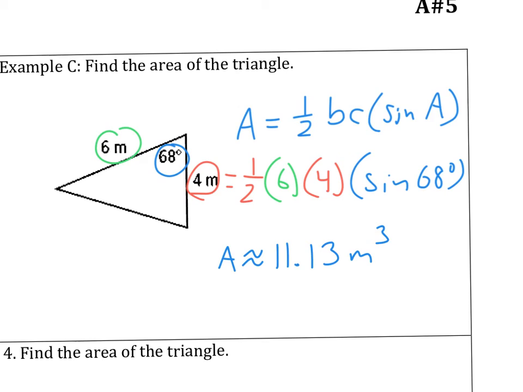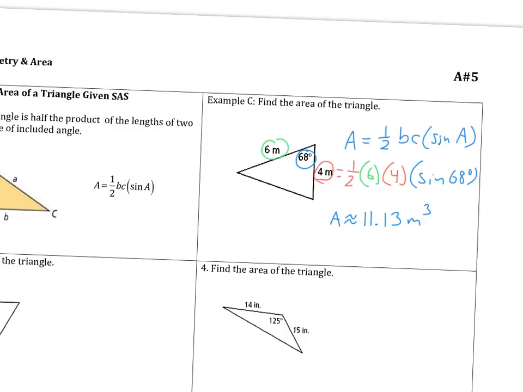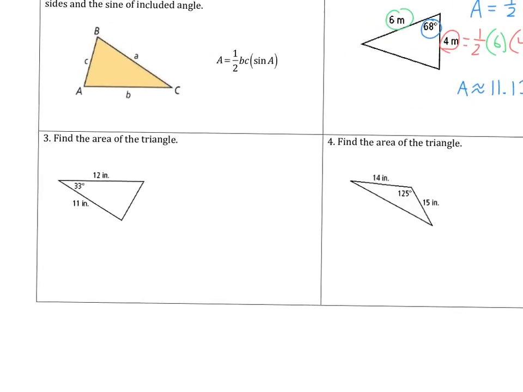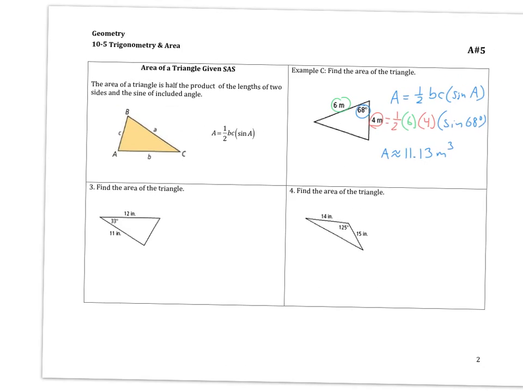Now, notice this is not 100% accurate, but notice if this is 6 and this is 4, that's clearly not 90 degrees. But if you did multiply them together to find the area of 1/2 base times height, notice that's very close to 12. So we know that at least we are close to what we expect. All right, so now try 3 and 4, and then work on the assignment.